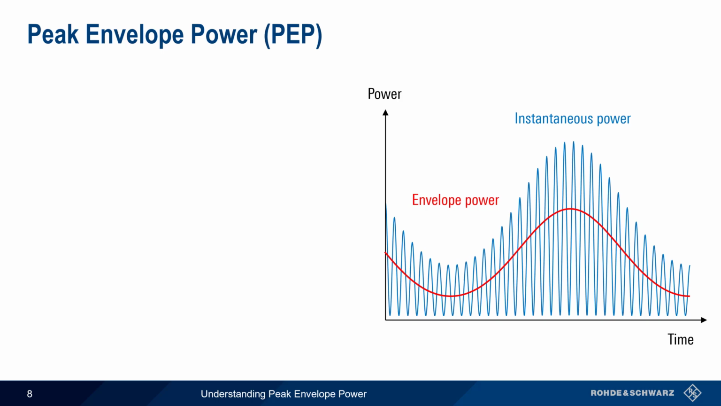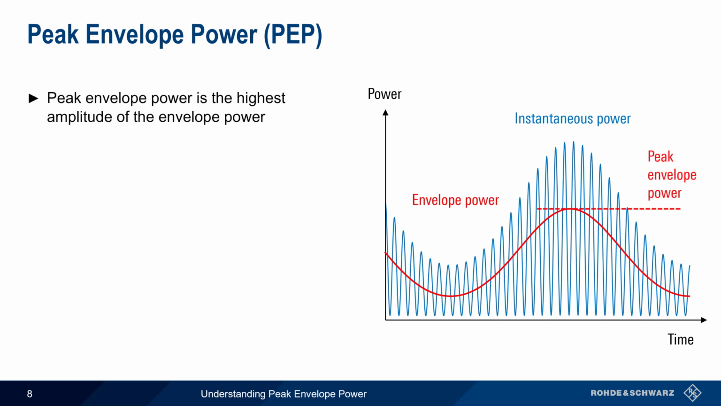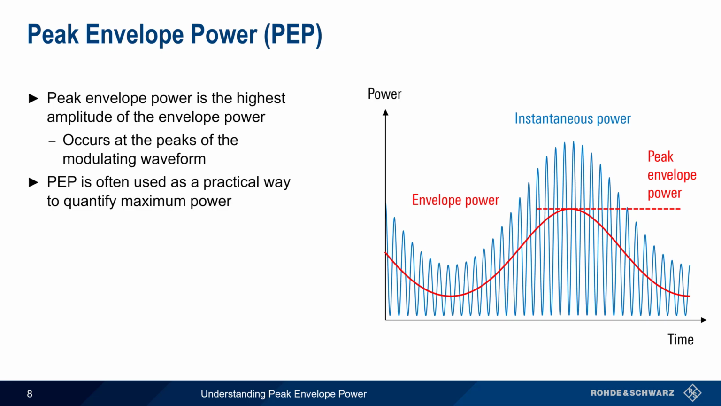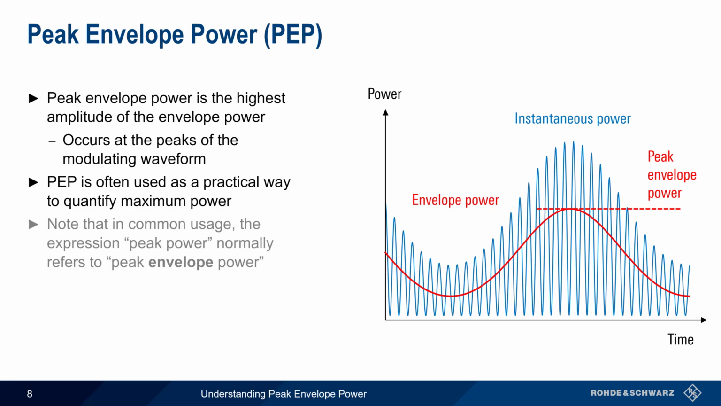Peak envelope power, therefore, is simply the highest amplitude of the envelope power. This point will occur at the peak of the modulating waveform. Peak envelope power is often used as a practical way to quantify maximum power, and in common usage, the expression peak power normally refers to peak envelope power and not to peak instantaneous power.